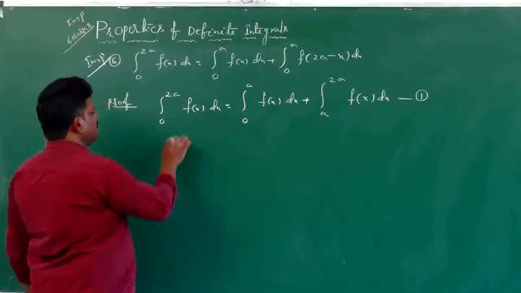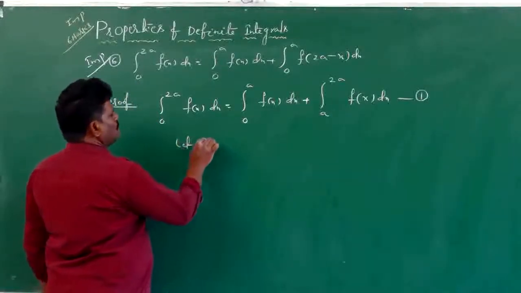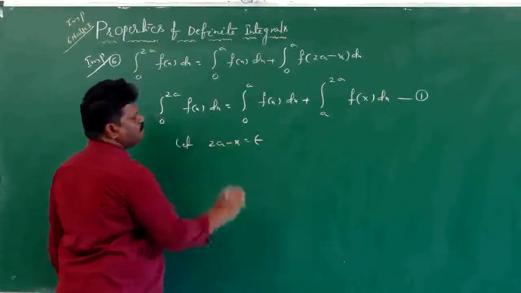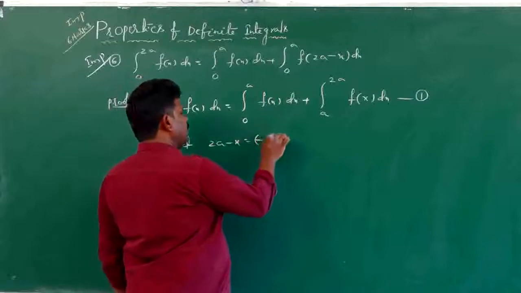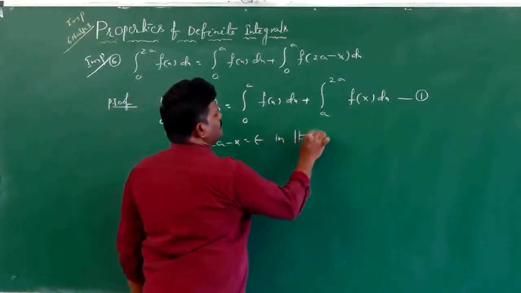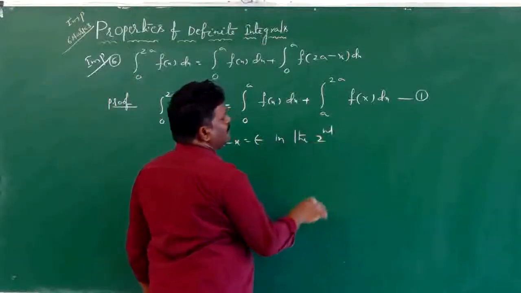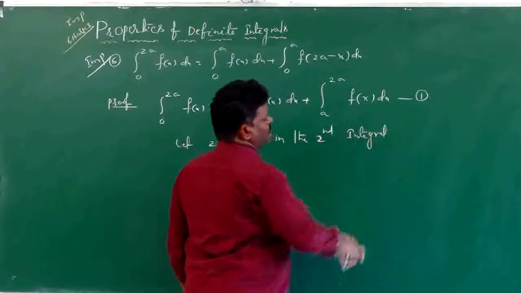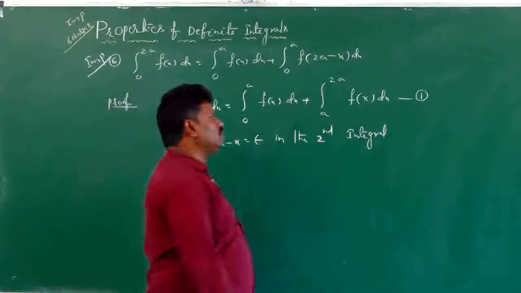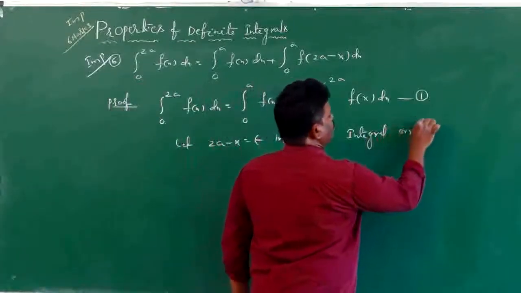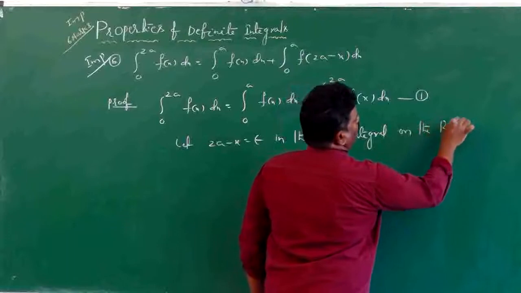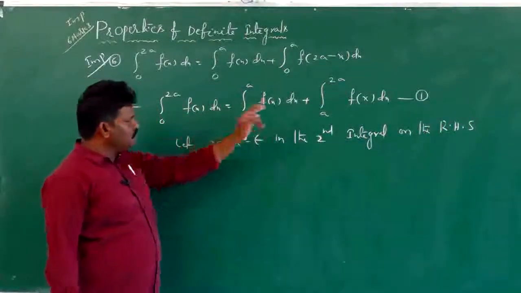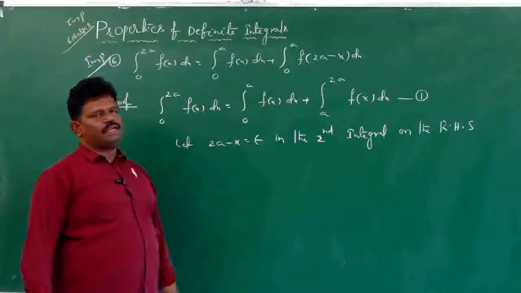Now let 2a minus x is equal to t in the second integral, on the RHS, meaning the right hand side. Okay? In this splitting, first we split the given integral into two parts.